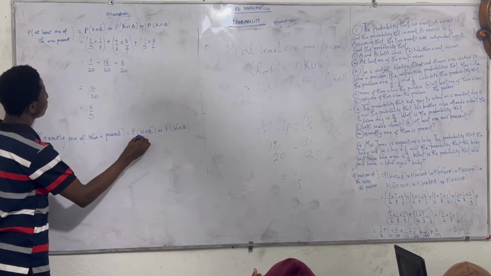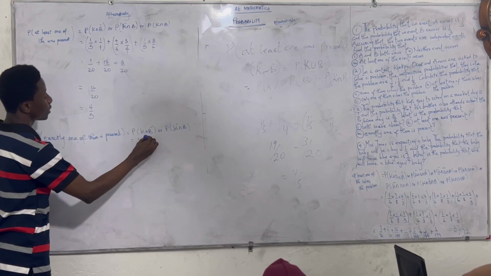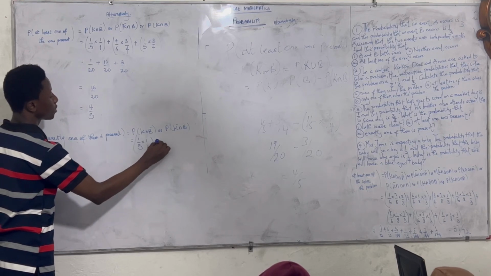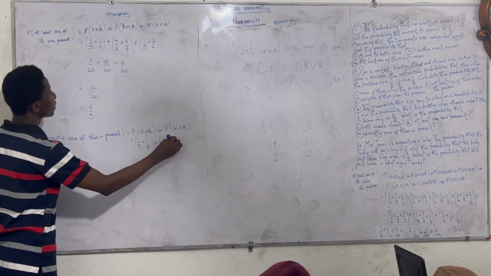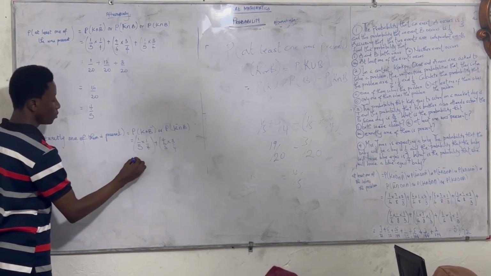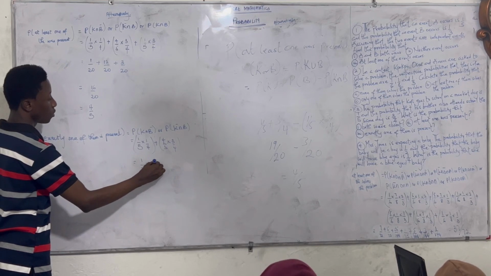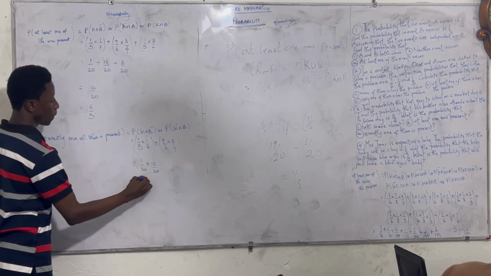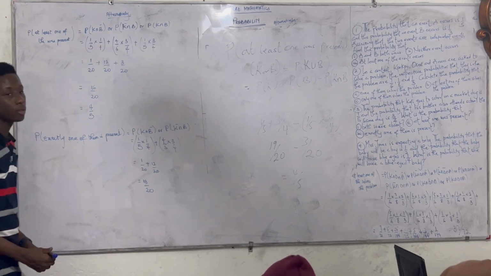Kofi being present is 1/5 times the brother not being present, which is what? 1/4. Plus Kofi not being present is 4/5 and the brother being present is what? 3/4. So you have 1/20 plus 12/20. That gives 13/20. Yeah, that's it.